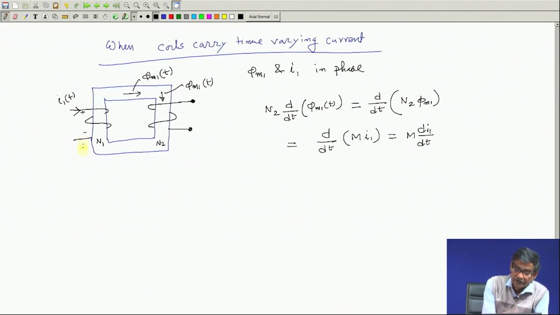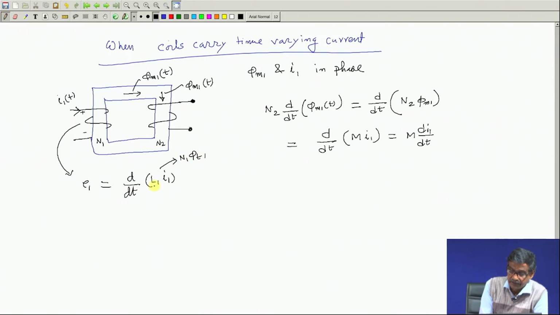How much will be the value of this voltage? If I call it E1, the induced voltage will be d dt of, now I am writing in one stroke, N1 phi T1. If it is phi T1, it must be L1 I1. Mind you, this is N1 into phi T1 for self inductance, the total flux linkage, and how it varies across these 2 points. This L1 being constant, it is L1 dI1/dt.